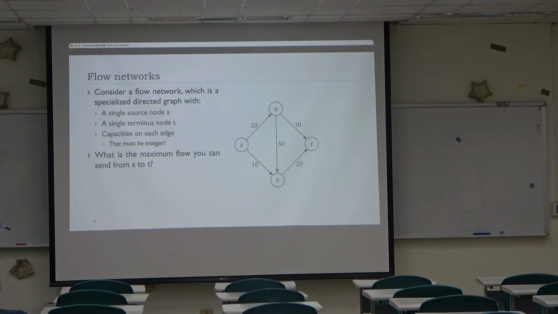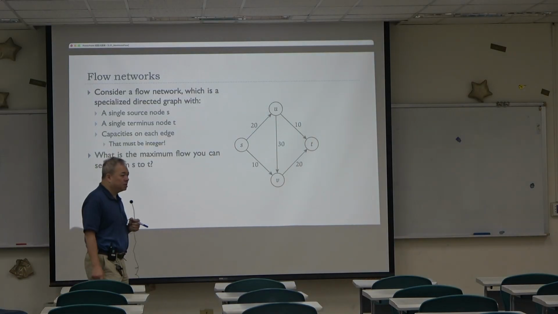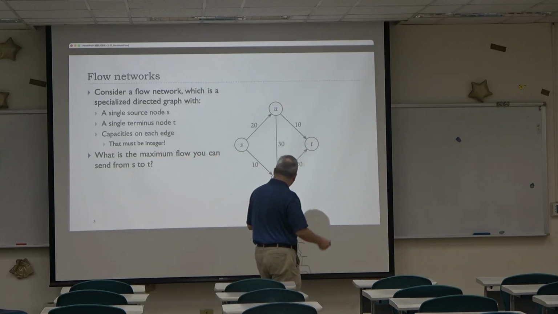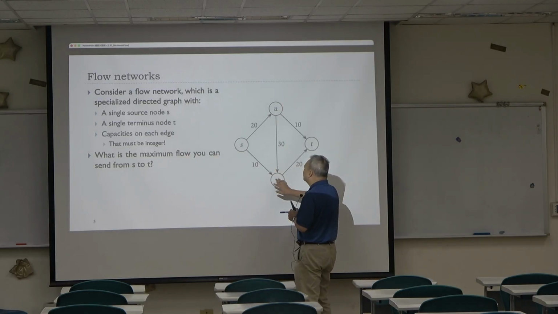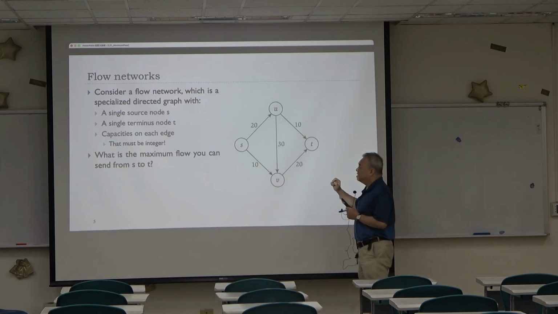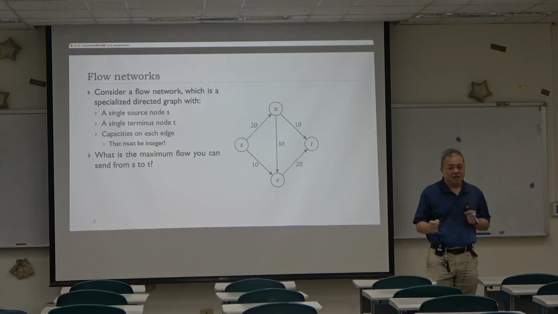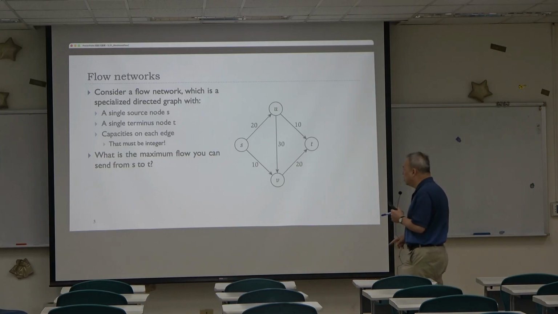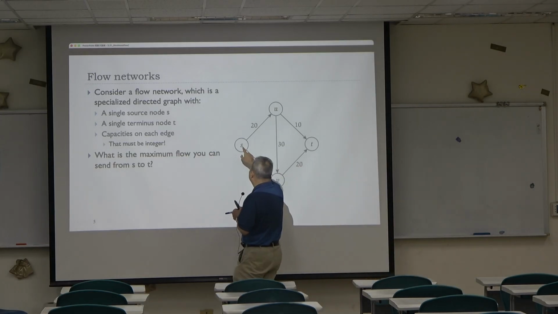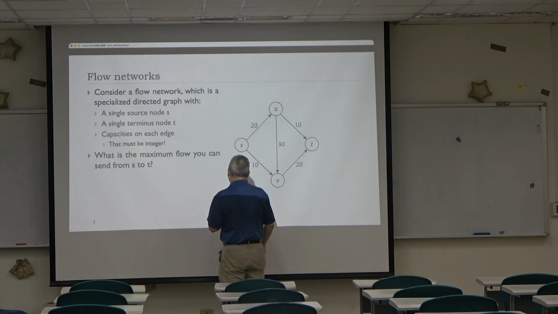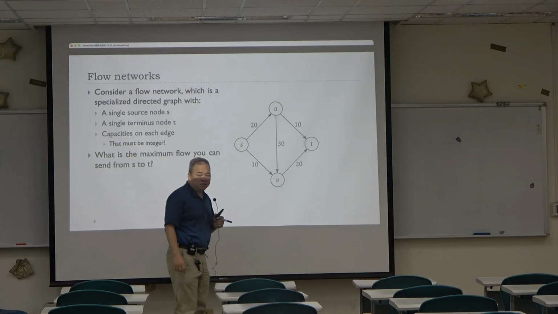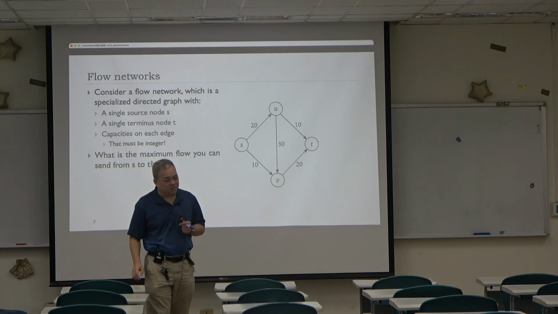So what is a flow network? A flow network looks something like this. It is obviously a graph. There are two important special nodes. The first one is called the source node, where all the edges are outgoing edges from this node.